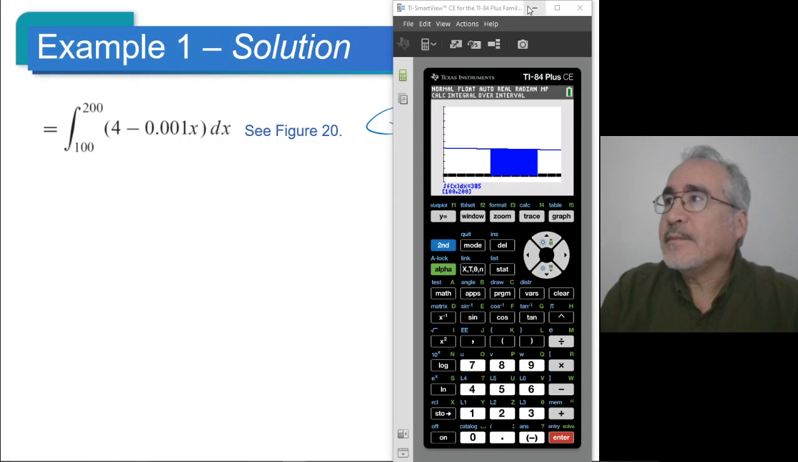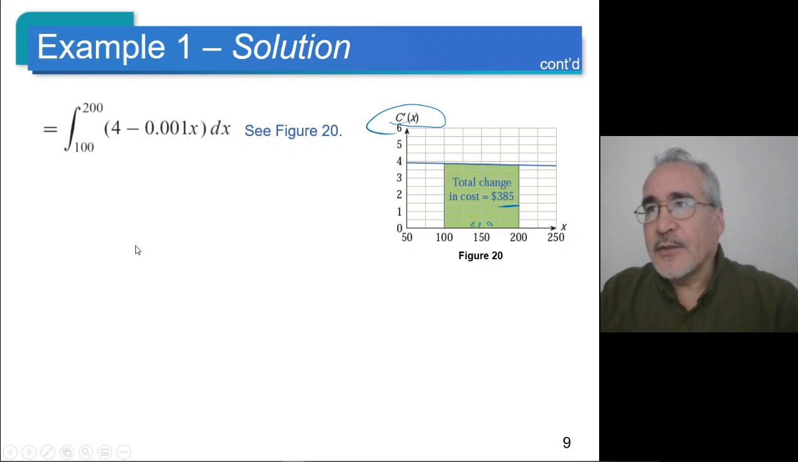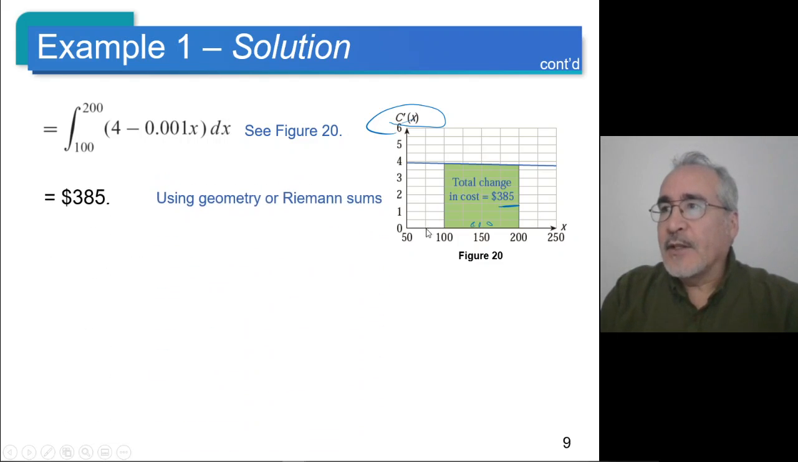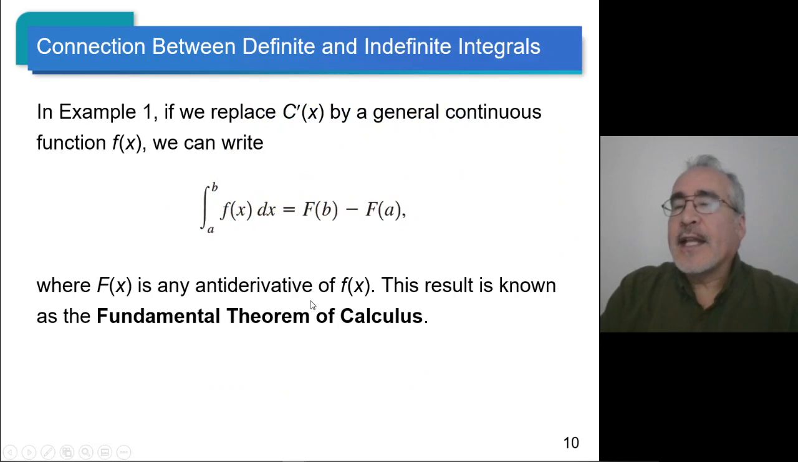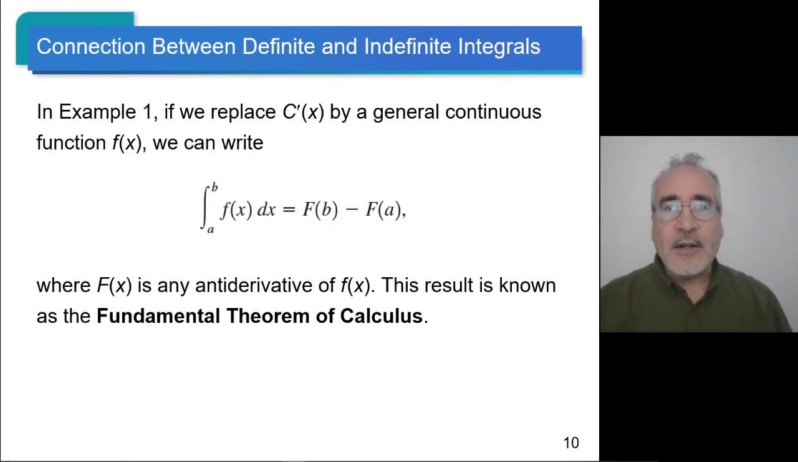Okay, but that's a process we can go through. And you can see it's the area under the curve. Okay, and we did this. We found the function itself. We put in 200, 100. We subtract the two results. We got the 385. That is the fundamental theorem of calculus.